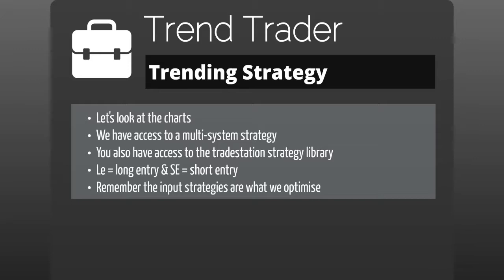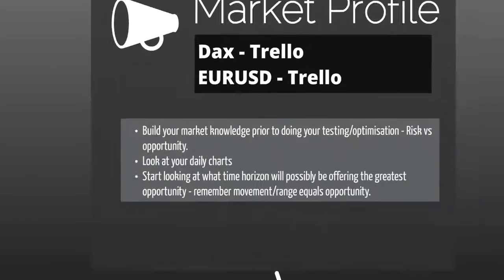So remember, the input strategies are what we optimize. Anytime we're doing any optimization, we're only optimizing the inputs within our strategy. So remember that there are indicators within a strategy. They don't typically drive the strategy, but the inputs which are derived from potentially that will drive the strategy. So let me just click on here.